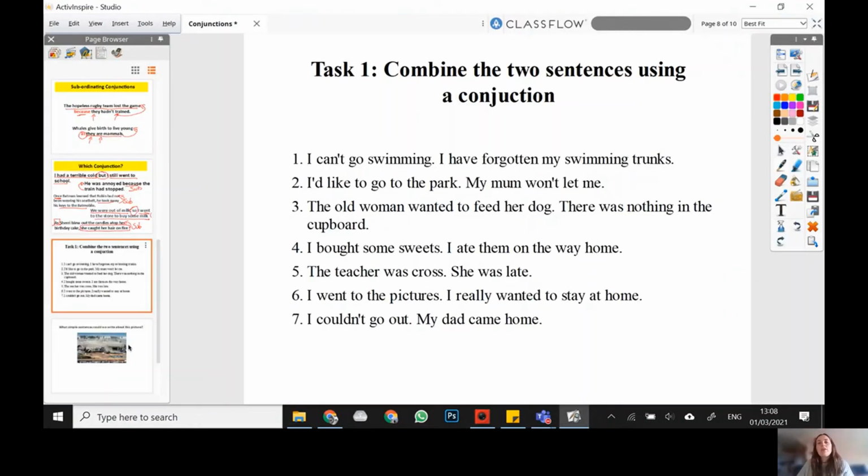So it's your turn now. I'd like you to pause the video and do 3, 4, 5, 6, and 7 in your book. Link those two sentences together using a subordinating or a coordinating conjunction. Once you've done that, come back and press play.